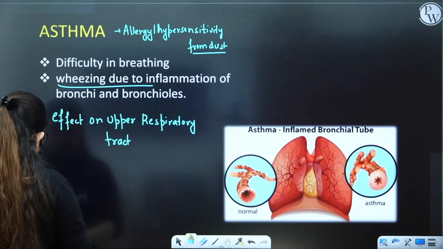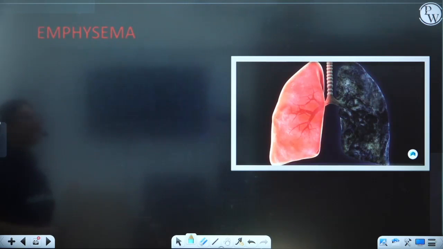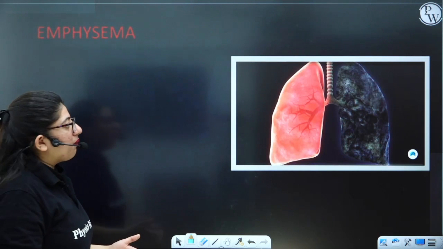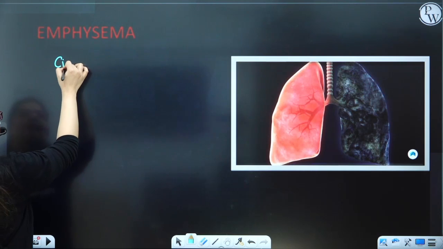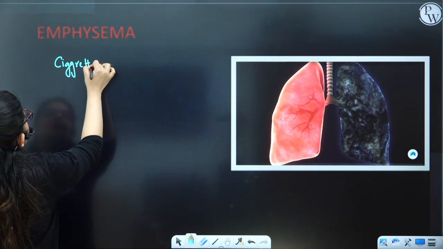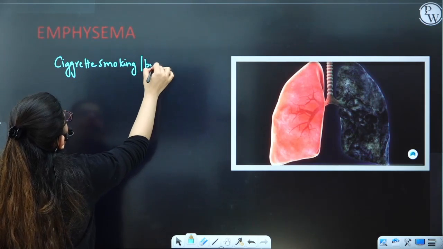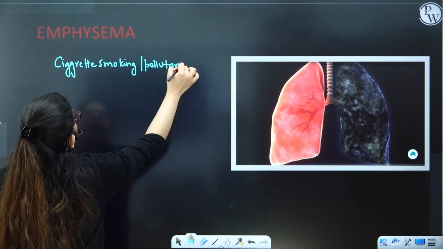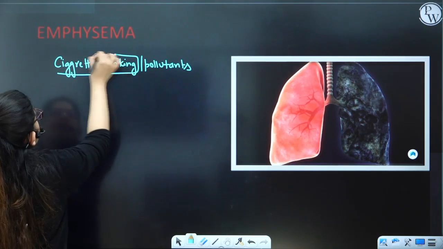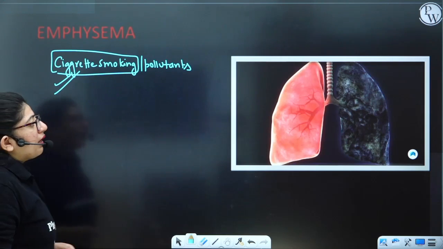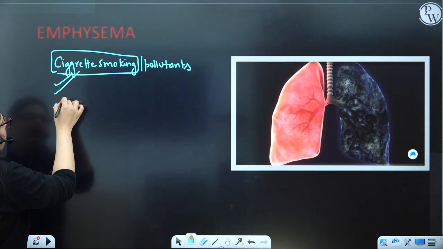Next, what do we have? The next disorder is emphysema. Now, what is emphysema? This occurs due to cigarette smoking, or sometimes heavy pollutants, but mostly due to cigarette smoking. This one affects the lower respiratory tract.